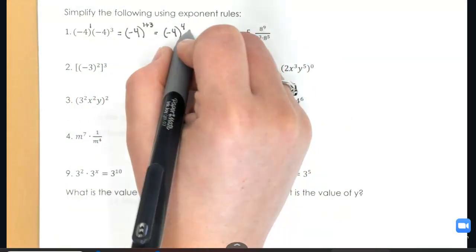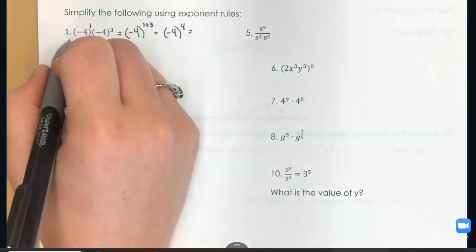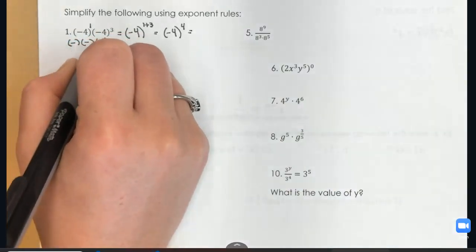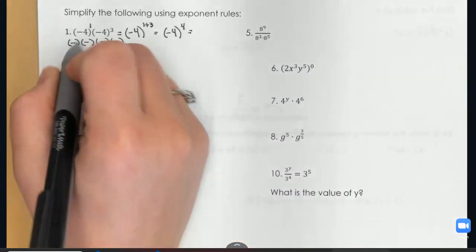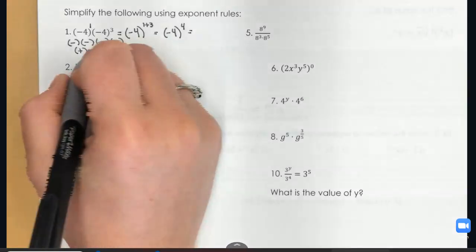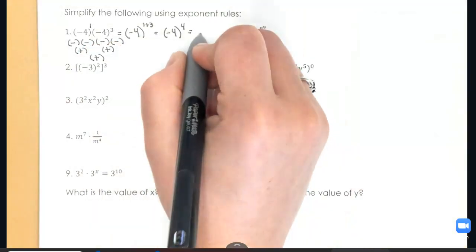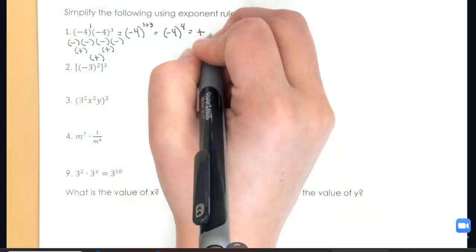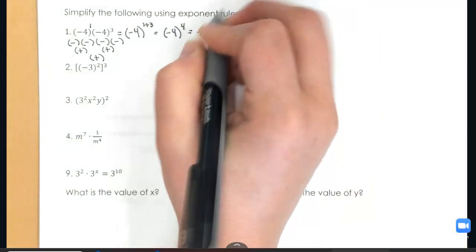And now I know that this is going to give me a positive outcome because I have a negative times a negative times a negative times a negative. Well, negative times a negative is positive, so if I end up with the multiplication of two positives, I know my final outcome will be positive. And 4 to the fourth power is 256.